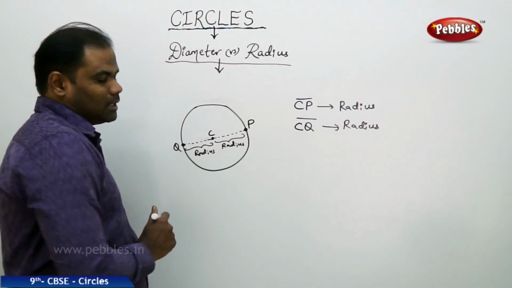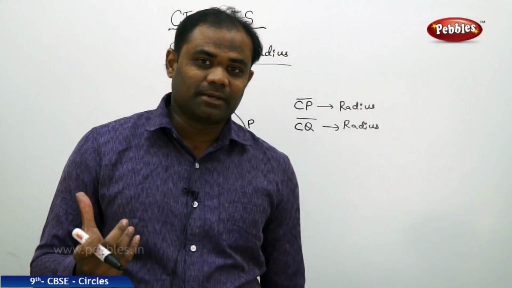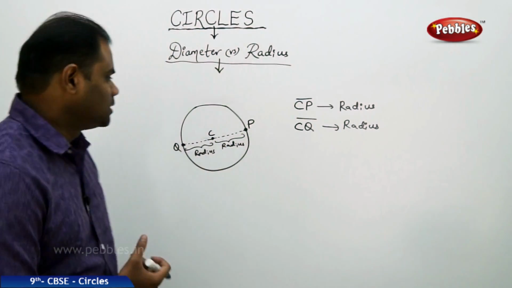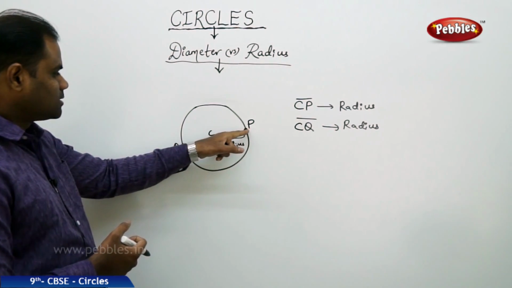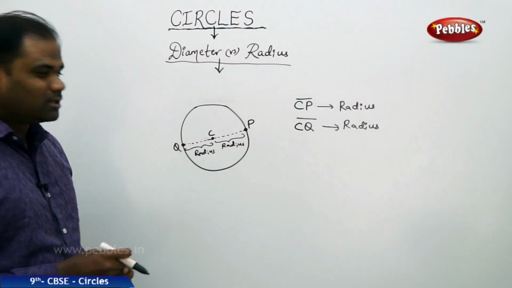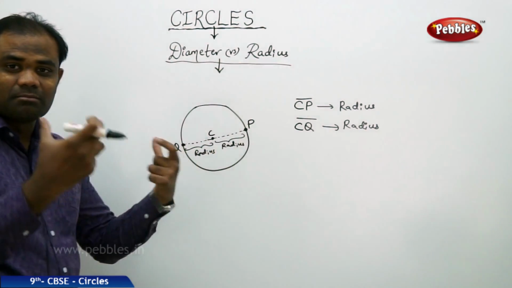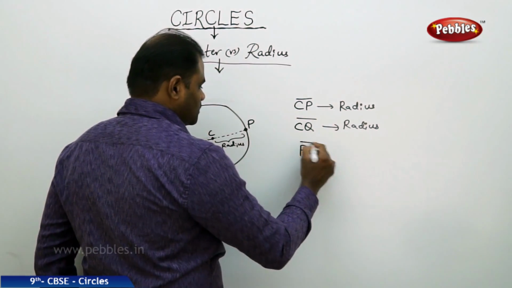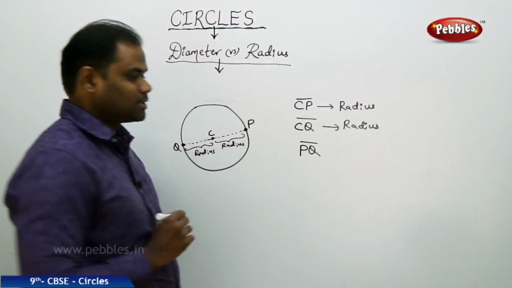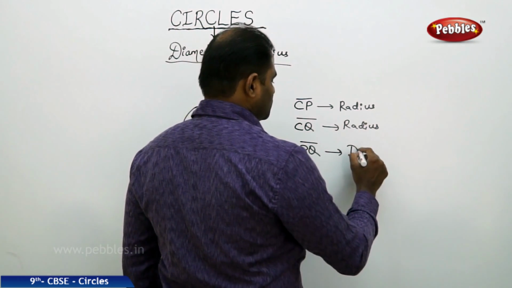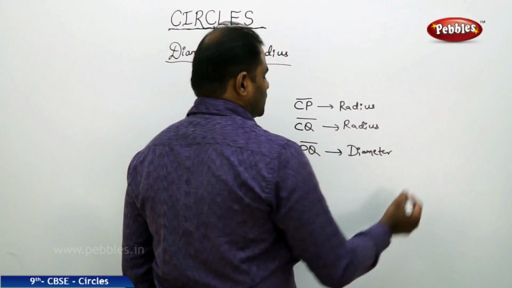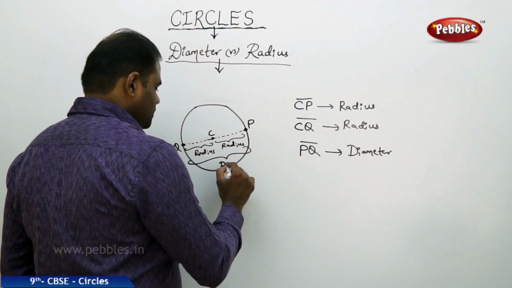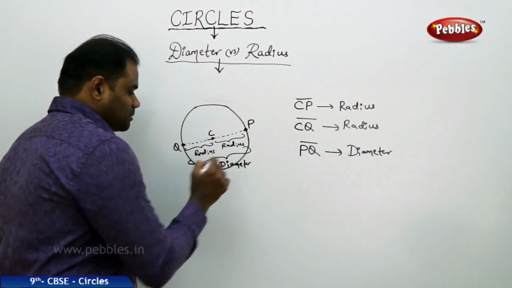Now, diameter. How did we define diameter in the previous session? A diameter is a chord which passes through the center of the circle. Now clearly when I see the line PQ, this seems to be a chord which passes through the center. Therefore, these two radii combine to form the diameter. Therefore, PQ is the chord passing through the center, so PQ is the diameter according to the definition of the diameter. So the whole of PQ forms a diameter, as can be seen here.